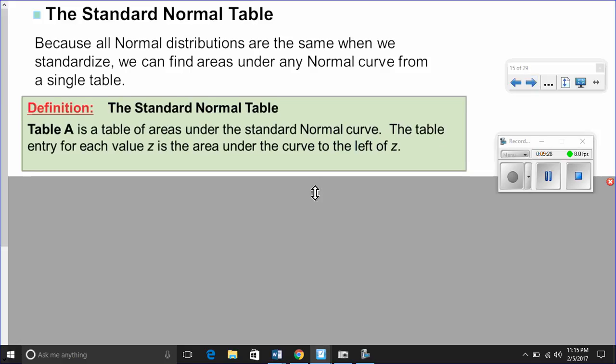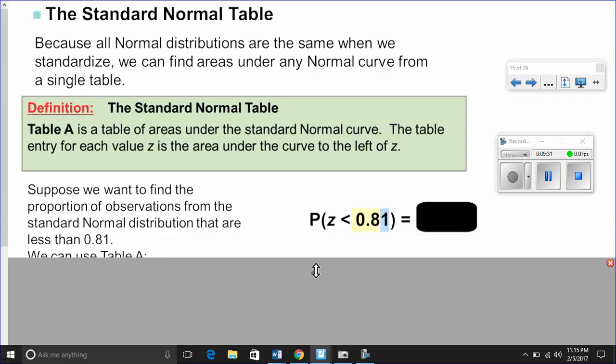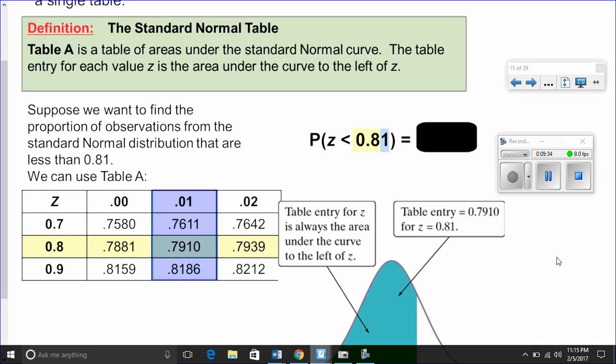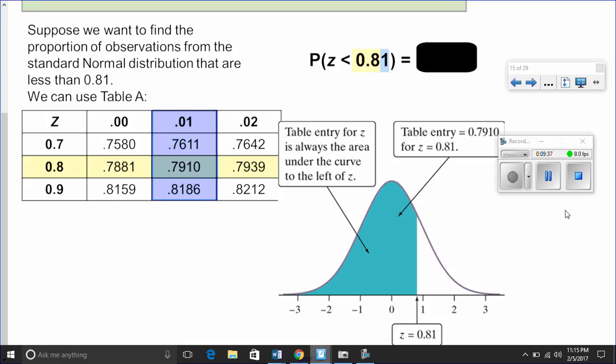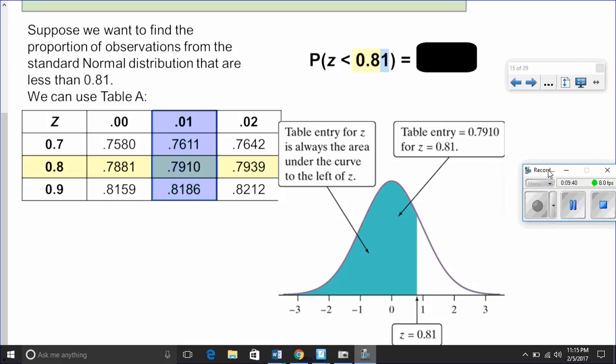So if you flip to the back of your book, you can take a look at it. I've got a little section right here that I can show you. It says, suppose we want to find the proportion of observations from the standard normal distribution that are less than 0.81. On Table A, on the left side, it has the first decimal place. So you would find the 0.8, and then go all the way over until you find the second decimal place, in this case 1. So 0.81, and where they meet is the area under the curve, 0.7910.